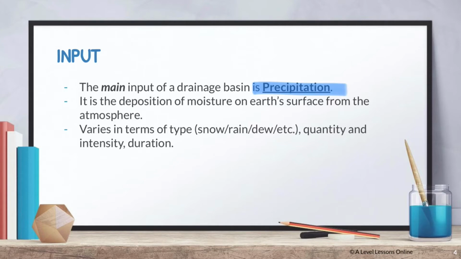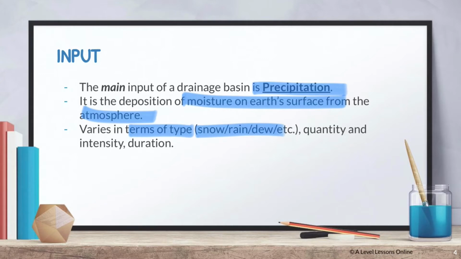So that's going to be your main input. It is basically the deposition of moisture on Earth's surface from the atmosphere. That's a very complex way of saying that it is rainfall. But it varies in terms of its type, which is why there could be several types of input, where it could be snow, it could be rain, it could be dew, or possibly condensation as well, but that one is in a very, very small amount.